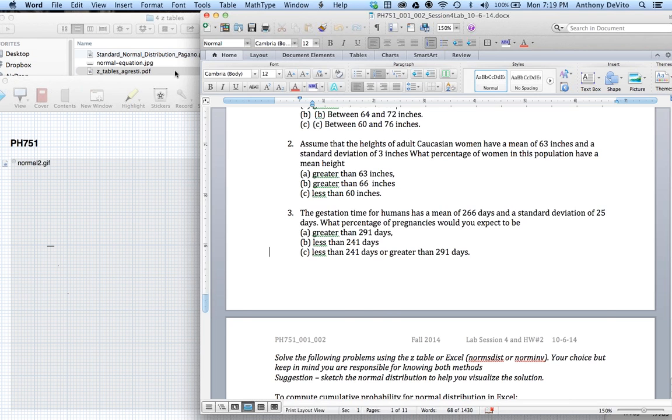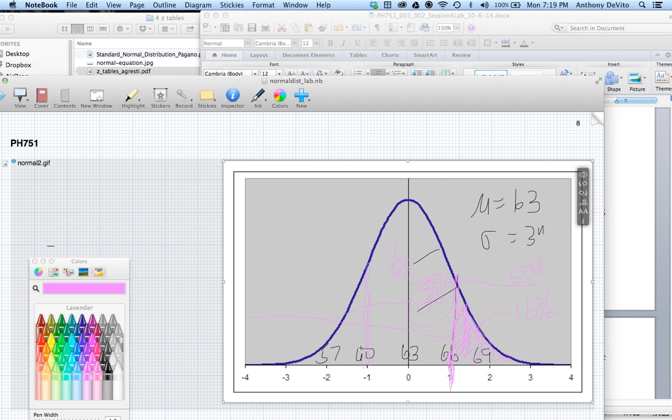Less than 60 inches. If I go back here, less than 60 inches means less than -1 standard deviation, correct? So what area is represented by less than 60? What's the area between the mean and 60, 1 standard deviation below the mean? 34, and that would leave 16, right? Or roughly 16%.